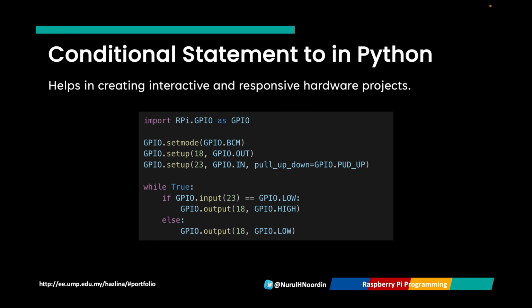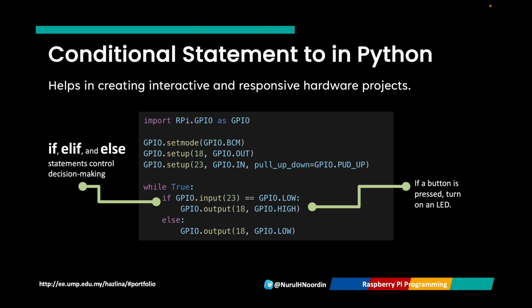Conditional statements like if-else help us make decisions in our code. If a button is pressed, we can turn on an LED. This technique is useful for interactive projects like the smart home system and automation system. Learning to handle inputs effectively enables more complex interactions between hardware and software.